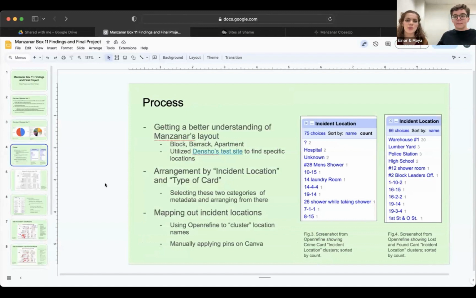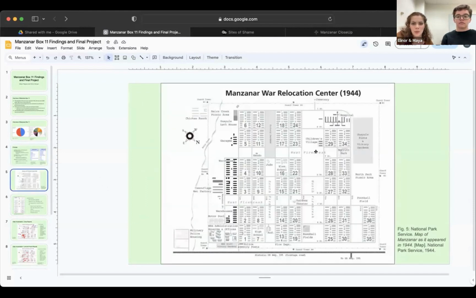All right, so in terms of our process, we first just wanted to get a better understanding of what Manzanar actually looked like. We'd been looking at these reports all semester, but we didn't really have a visual in our heads for where things were happening. Instead, we just had detached words. So this is the map that we worked with. As you can see, the residential blocks make up the majority of the map, and then there are also workspaces and the police department. This is a pretty detailed map, but the one on Densho is a little bit more detailed.